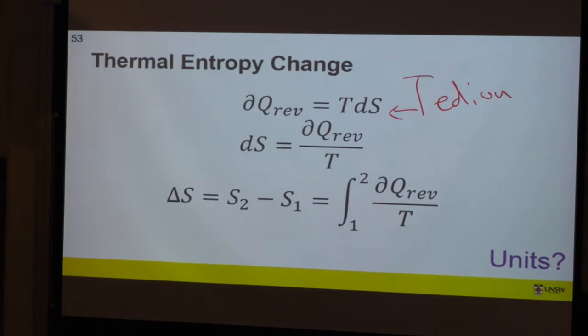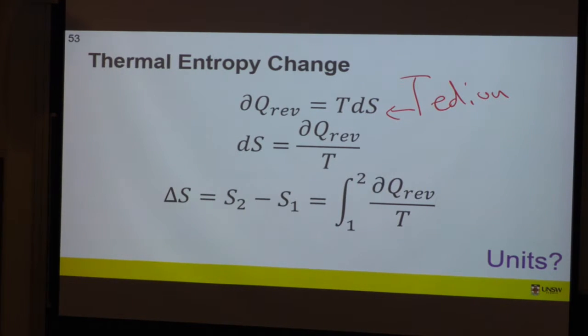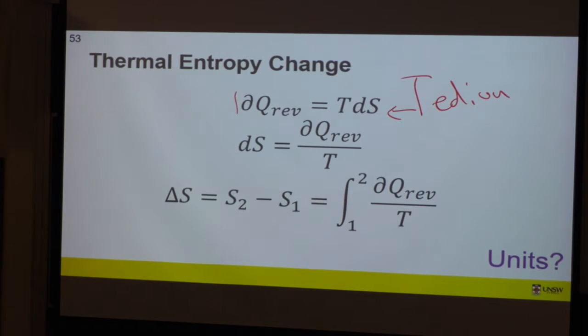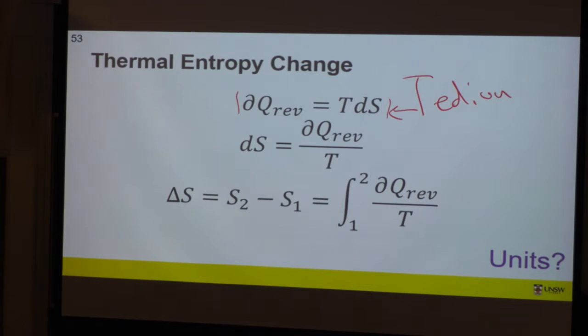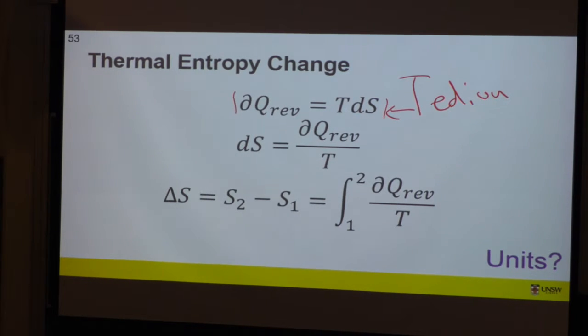So dQ equals TdS. If you transfer heat by a reversible process, so over a very small temperature difference, then the amount of heat that you transfer equals the temperature times the change in entropy, okay? I'd like to say that's how entropy is defined. That's actually how temperature is defined. Entropy is the primary property, and temperature is an emergent property that comes out of the existence of entropy. But let's not go there.